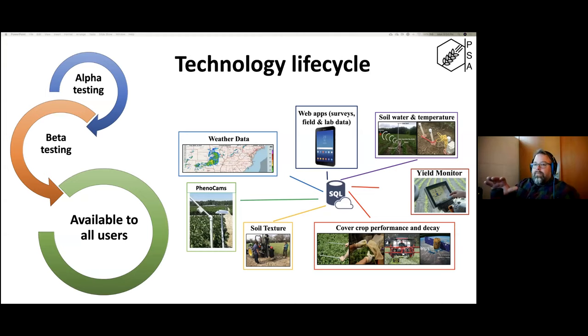To do that, we have the alpha testing phase, which is where we're really in a very tight-knit group of folks that we are testing this technology with for multiple years. Once we feel like it's starting to mature, we beta test across a larger network, still folks who are advanced users, but who have not been playing with that technology for the last couple of years, so we can work out continuous kinks in the technology. Once something is really robust, that's when it goes out and is available to all users.